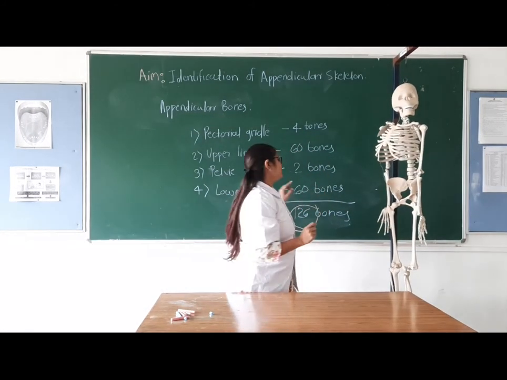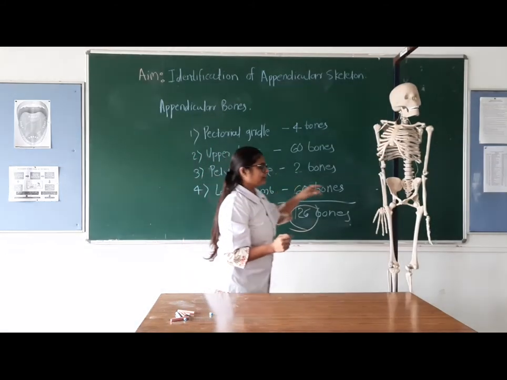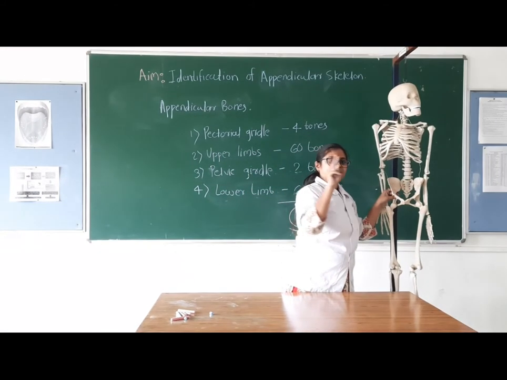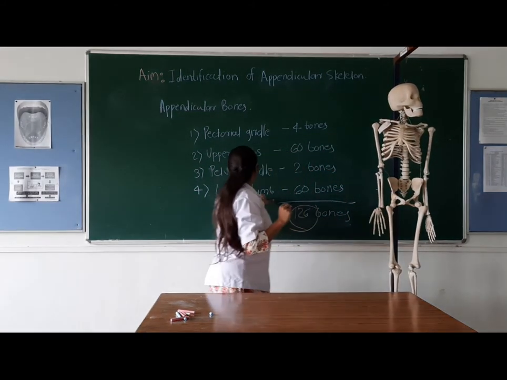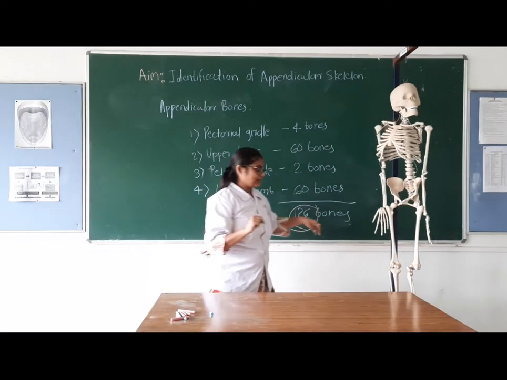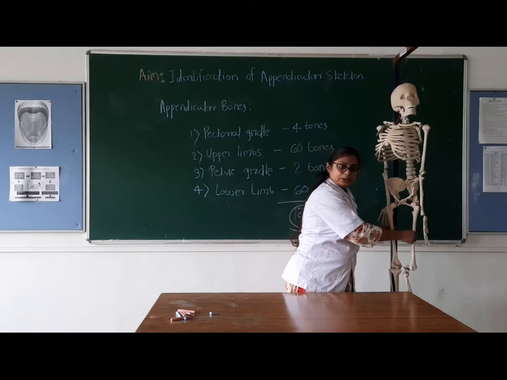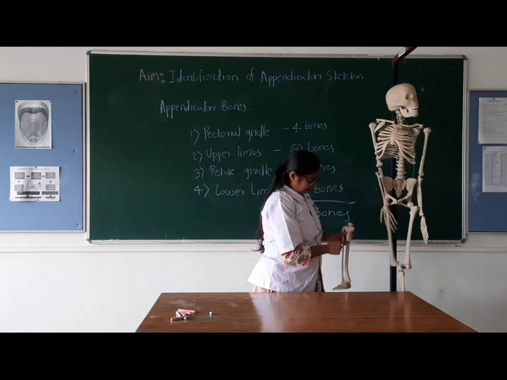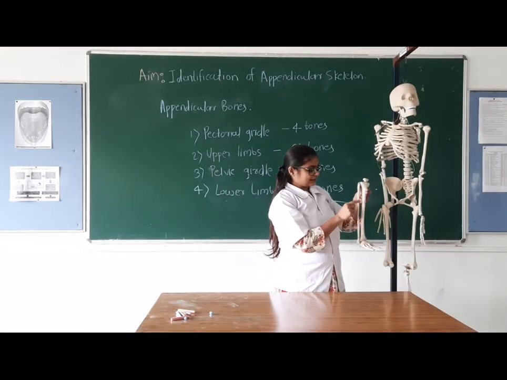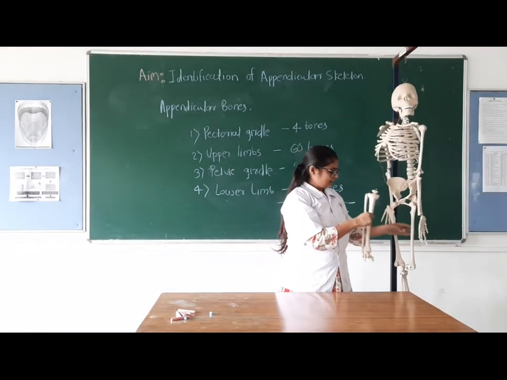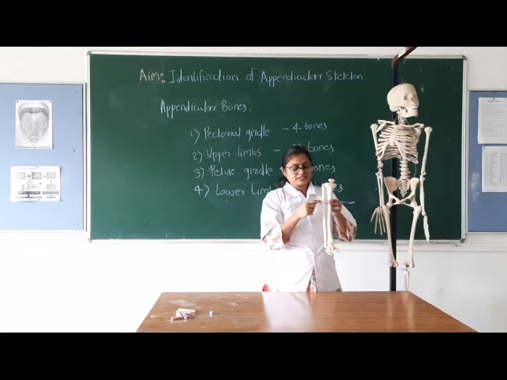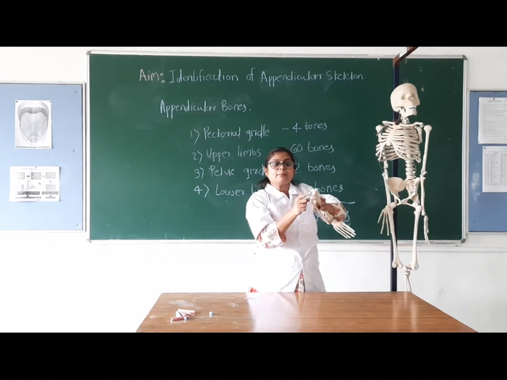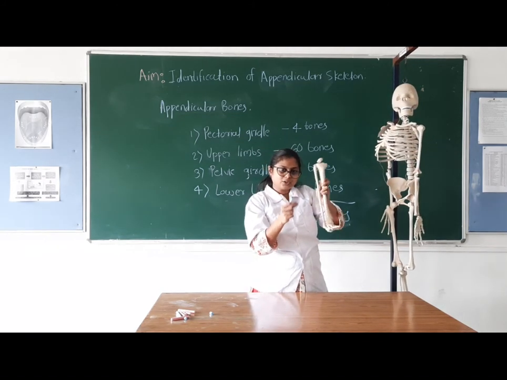Next one is the pelvic girdle. Pelvic girdle contains the hip bone, and these hip bones are the 2 bones. Now next one is the lower limb. This lower limb contains the femur. Okay, femur contains the 2 bones. Next one is the tibia. Tibia contains the 2 bones. Next one is the fibula. Fibula also contains the 2 bones. Next one, these are the patella, and this patella contains the 2 bones.